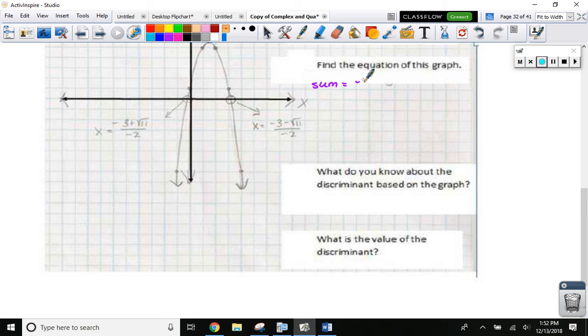Your sum should be negative 3 plus radical 11 over negative 2 plus negative 3 minus radical 11 over negative 2. What do you need in order to add fractions? Common denominator. Do I have one? Yeah. Okay. So then I could really write this as negative 3 plus radical 11 minus 3 minus radical 11 all over negative 2. Right? That's what a common denominator does for you. And then plus radical 11 and minus radical 11 cancel out. So really it's just negative 3 and negative 3, which is negative 6 over negative 2, or 3. So your sum is 3.